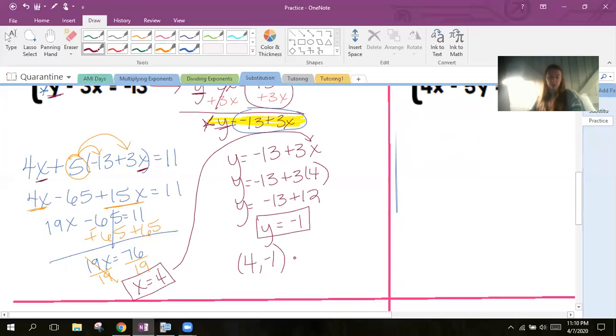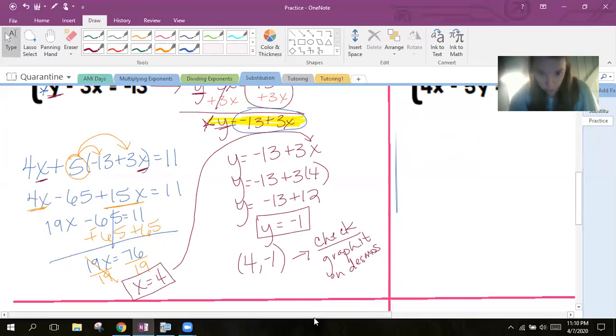Now again, if you wanted to check, you could graph it on Desmos. Now again, you can't just graph all these on Desmos and then put what the intersection point is, because I want to see all of the work, okay? So don't do that.